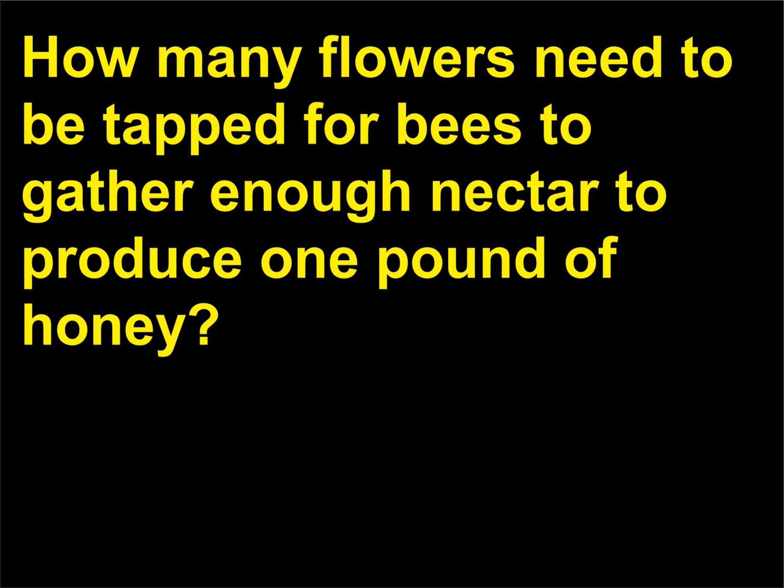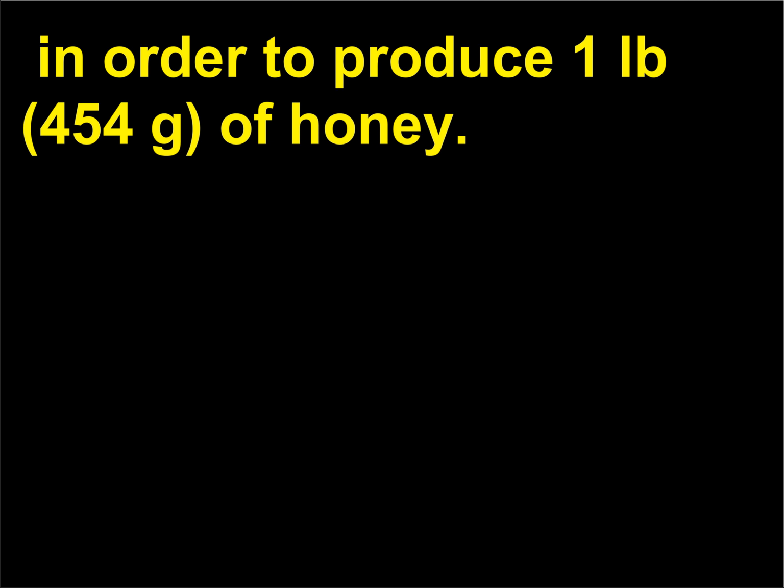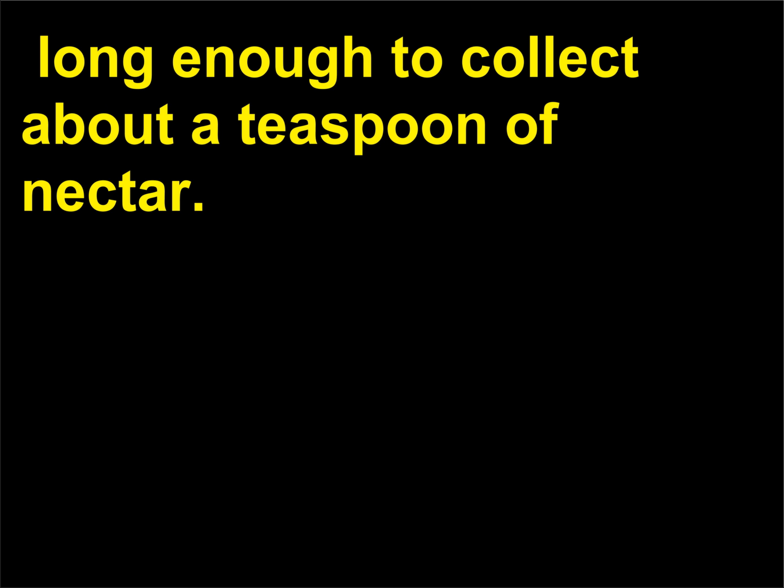How many flowers need to be tapped for bees to gather enough nectar to produce 1 pound of honey? Bees must gather 4 pounds, 1.8 kilograms, of nectar, which requires the bees to tap about 2 million flowers in order to produce 1 pound, 454 g, of honey. The honey is gathered by worker bees, whose lifespan is 3 to 6 weeks, long enough to collect about a teaspoon of nectar.